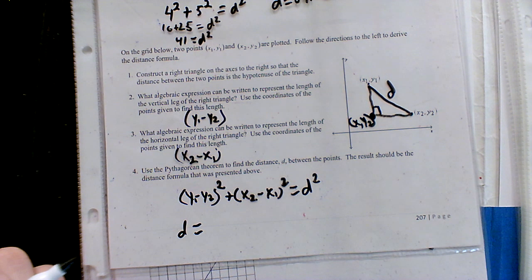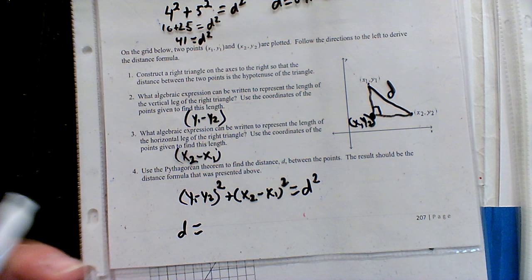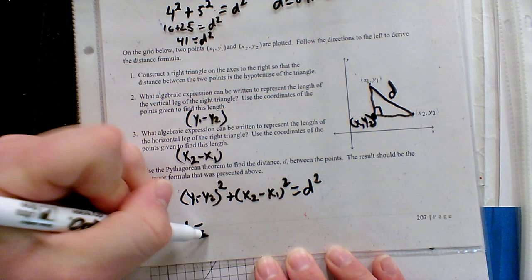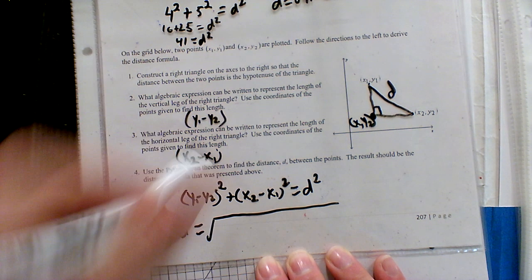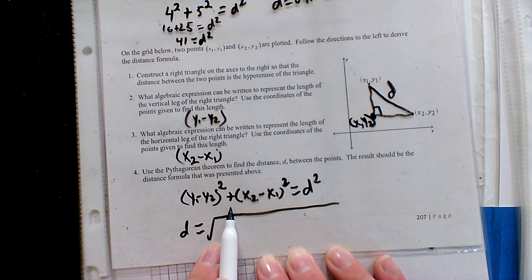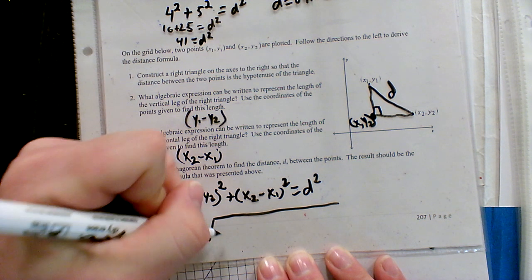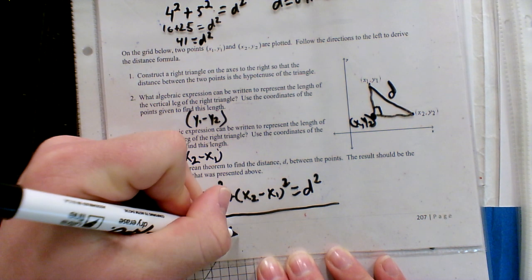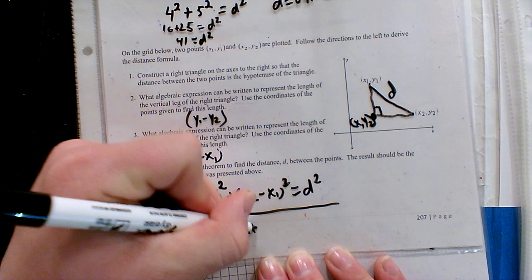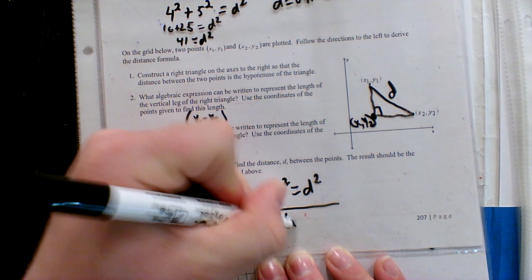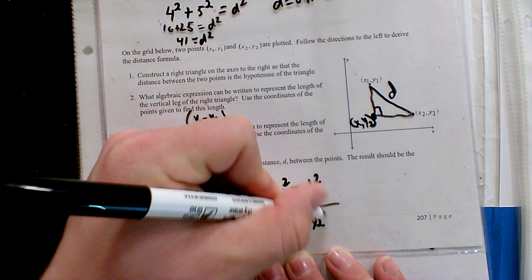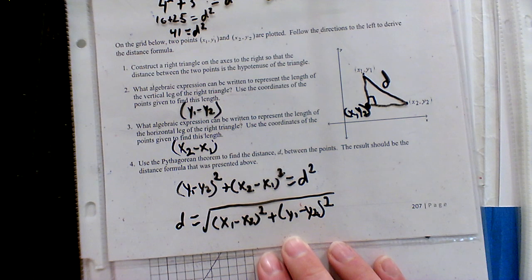So how do I actually get d by itself? What am I doing to both sides? Square root. So now this is addition, so I can do it either way. I can add this first. So I'm going to have x1 minus x2 squared plus y1 minus y2 squared.